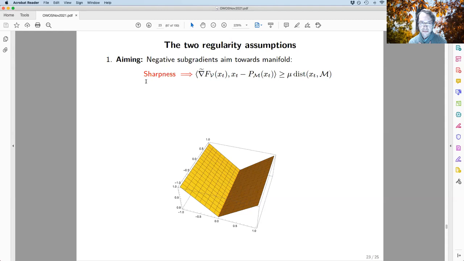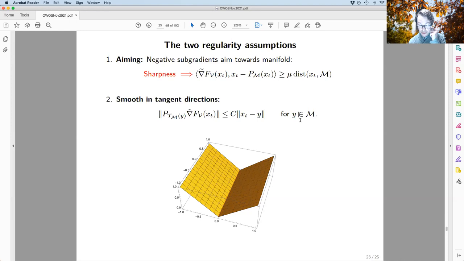The second condition is that the function doesn't vary very much in tangent directions, right? This non-smooth part, which I'm showing here, is actually constant in tangent directions to the manifold. And so we can encode that by saying that the gradients inside tangent directions tend to zero as we approach the manifold in this sort of Lipschitz-like fashion. And those are the two conditions that we postulate. And in fact, they may look stringent as well, but it turns out that if we look at semi-algebraic functions, these types of properties are true generically for weakly convex semi-algebraic functions. And so these are actual real things that we can assume and deal with.